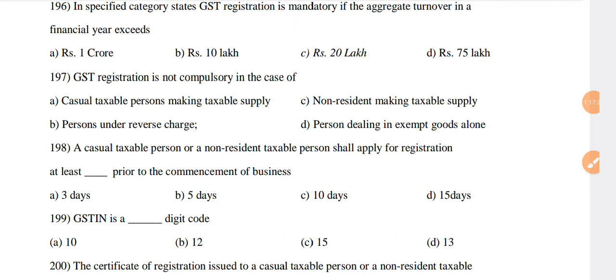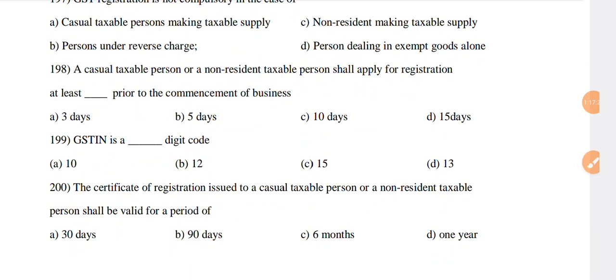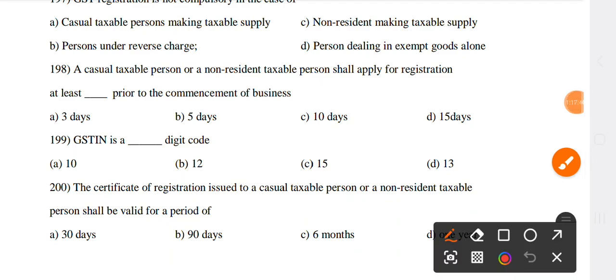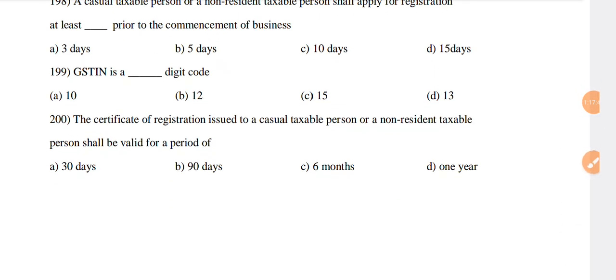The correct option is D. Next question, a casual taxable person or non-resident taxable person shall apply for registration at least dash prior to the commencement of business. Option A, 3 days; B, 5 days; C, 10 days; and D, 15 days. The correct option is B. Next question, GSTIN is a dash digit code. Option A, 10; B, 12; C, 15; and D, 13. The correct option is C, 15.